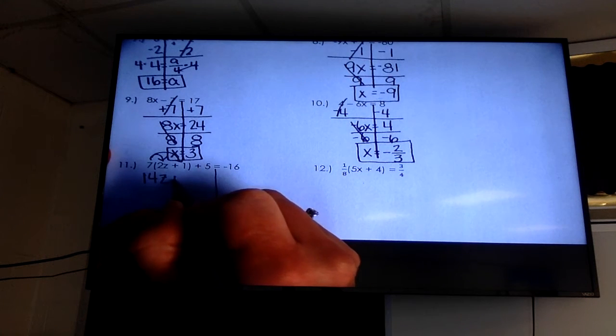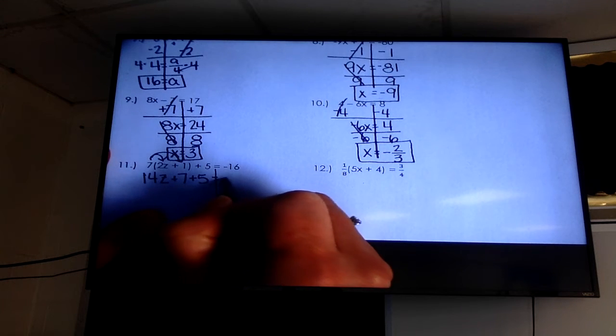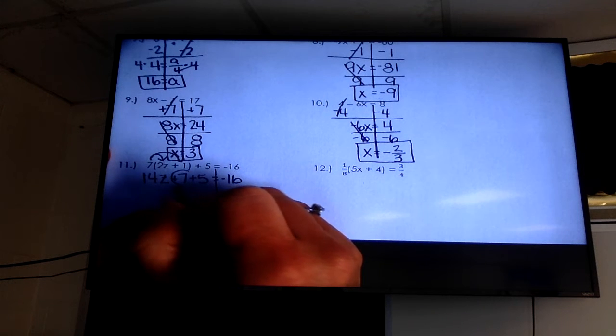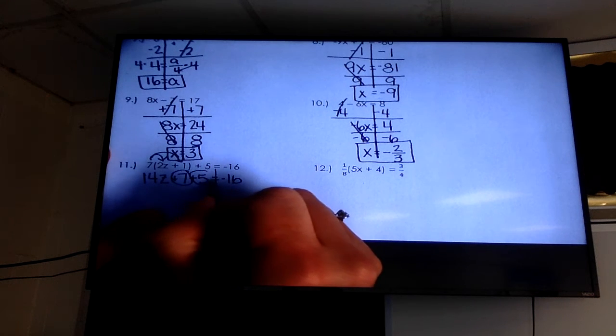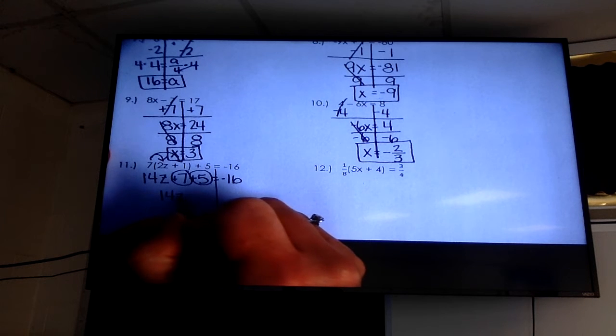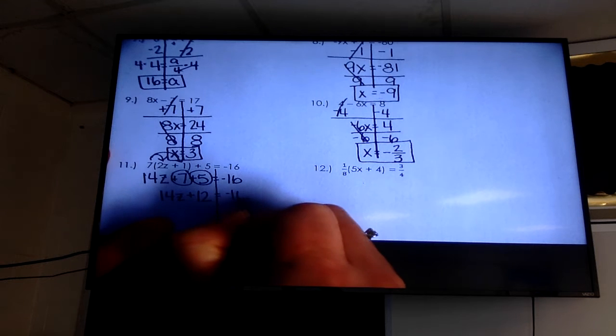7 times 1 is 7, plus 5 equals negative 16. Now, combine your like terms. I have a plus 7 and a plus 5 here. Let's do that. So I have 14z plus 12 equals negative 16.